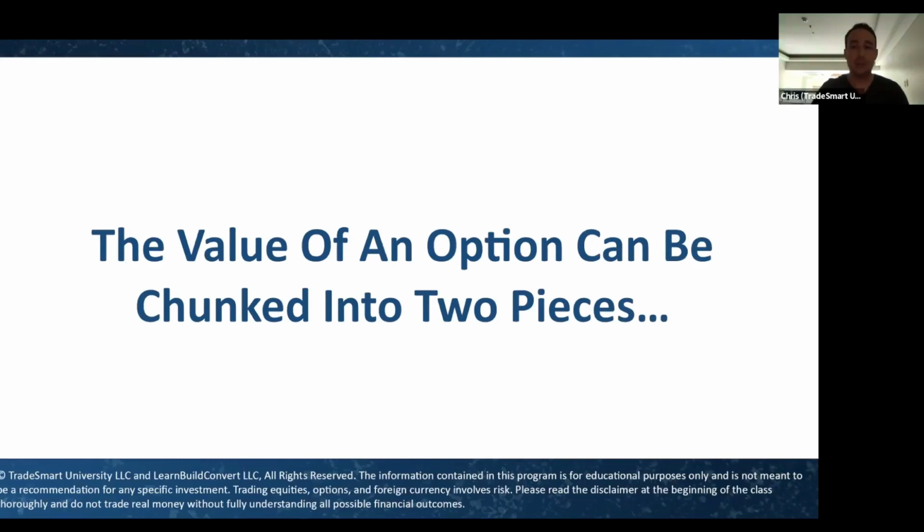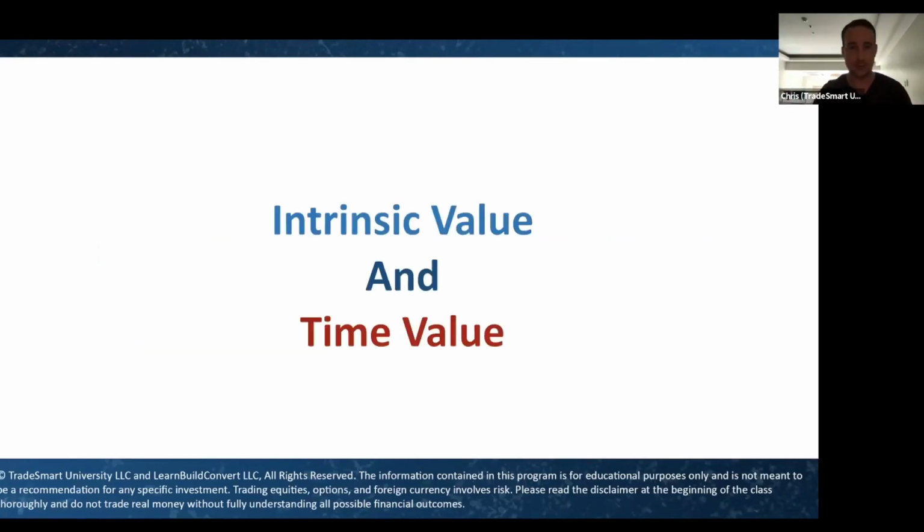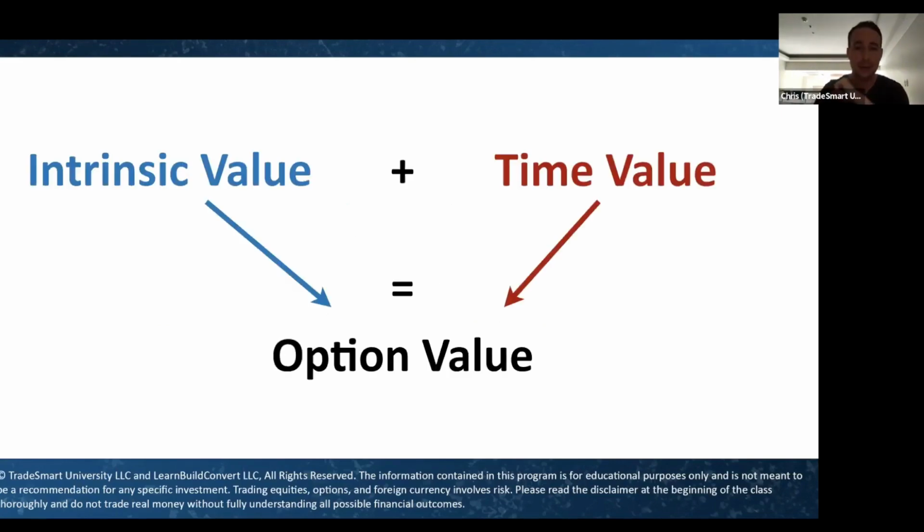So the value of an option, roughly, I know we just looked at 5 different inputs, but if we just look at the overall option price, we can actually just break it down into 2 separate chunks. The first being intrinsic value, and the second being time value. So to put it broadly, intrinsic value plus your time value gives you the total value of the option, or option value minus intrinsic value gives you time value, or option value minus your time value will give you your intrinsic value.